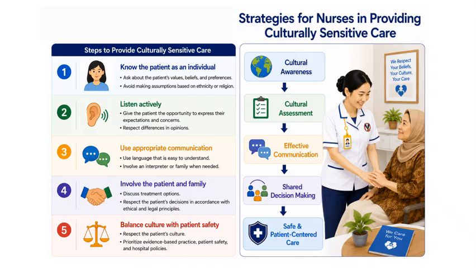Third, adapt your communication. Choose language that is easy to understand. If there are language barriers, utilize assistance from family member or interpreter in accordance with hospital policy while ensuring patient confidentiality is maintained. Fourth, involve the patient and the family.